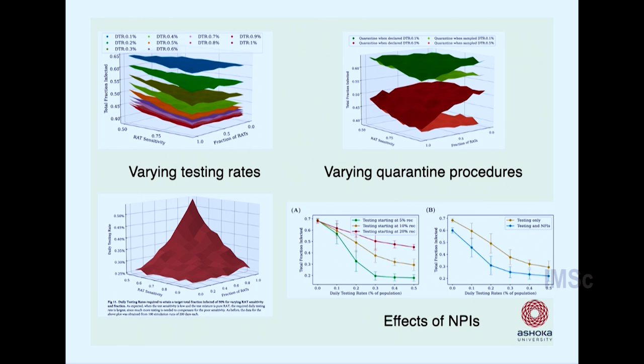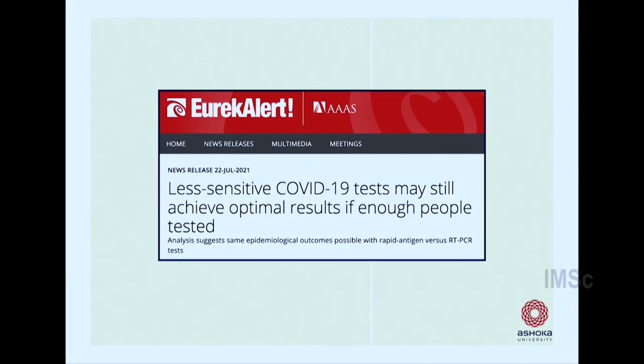You can change the quarantine procedures, you can change the testing rates, you can look at non-pharmaceutical interventions such as masking, and then ask how does all of this make a difference? And what is the right way to think about policy in this background? So long details there, but this work was picked up by Eureka to get circulated around the world.